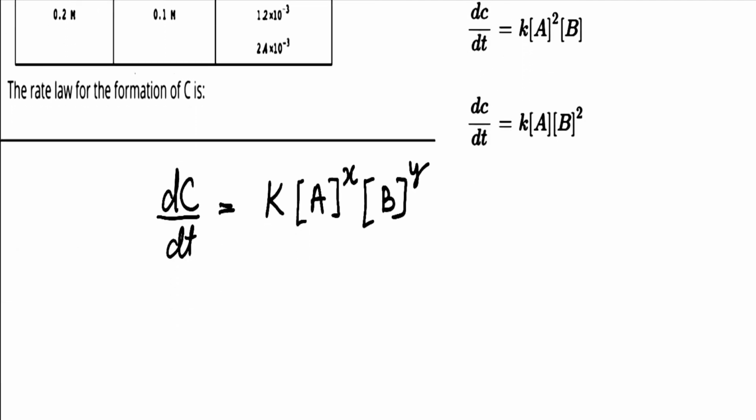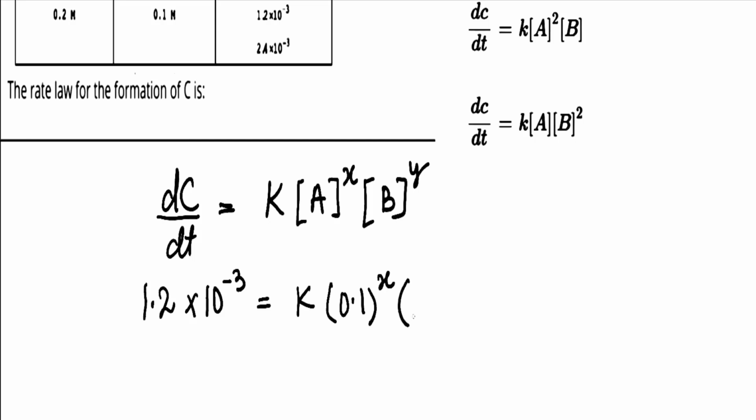Now let us take the data which is given in the first experiment. In case of the first experiment, the dC by dt is equal to 1.2 into 10 raised to power minus 3, equal to K into concentration of A, which is 0.1 raised to power X, into concentration of B, which is 0.1 raised to power Y. And let us put this equation as equation first.